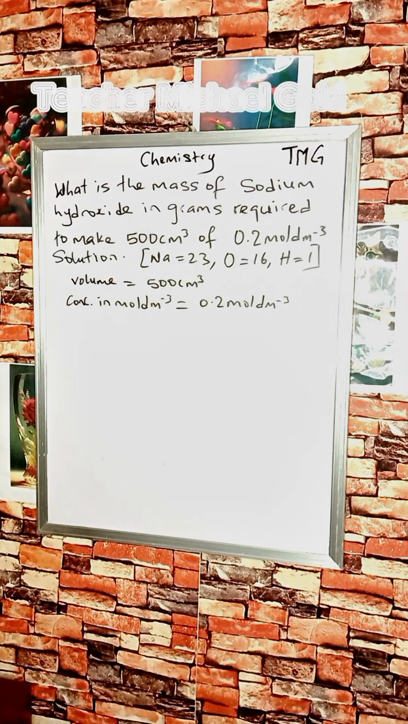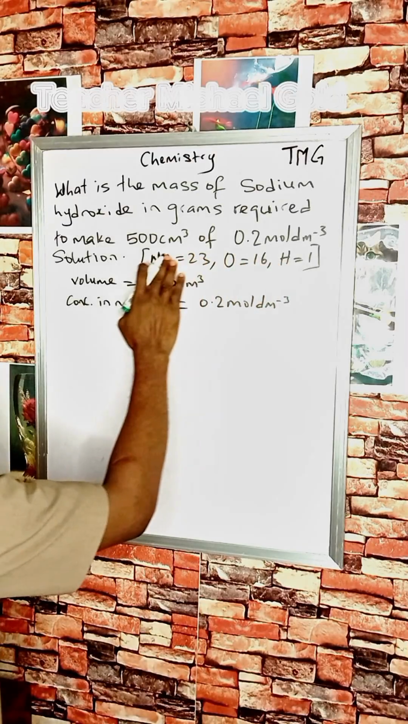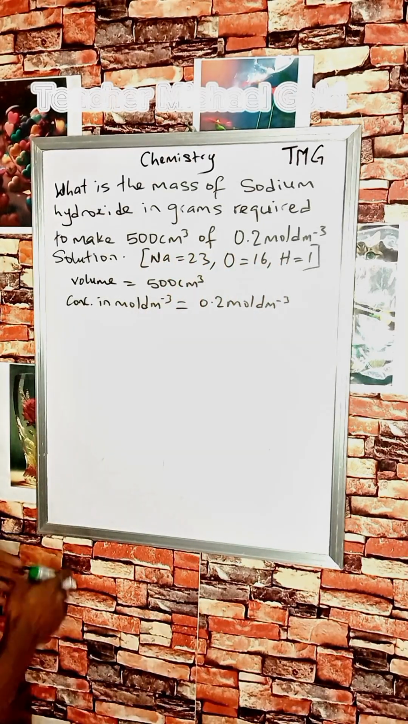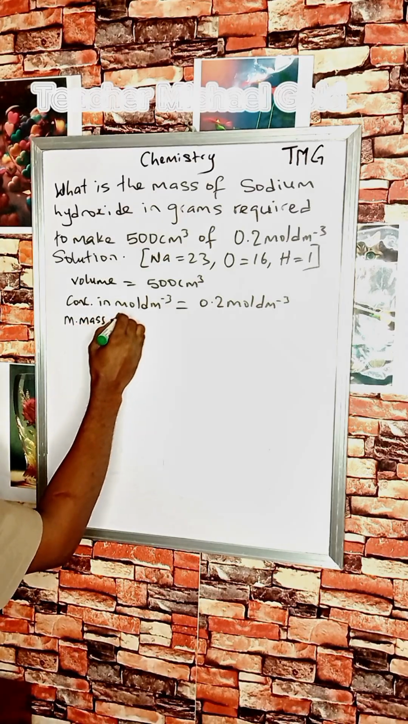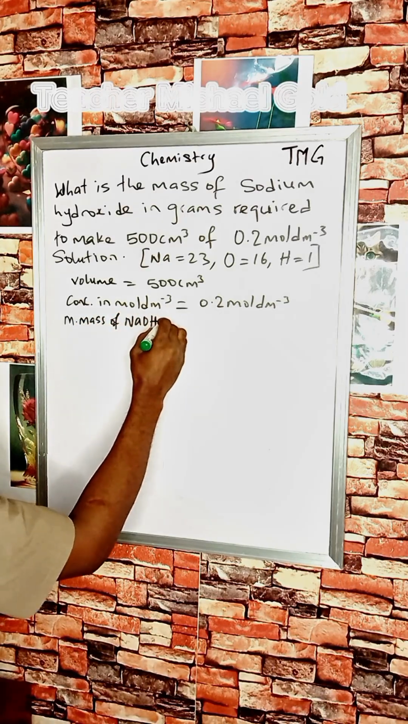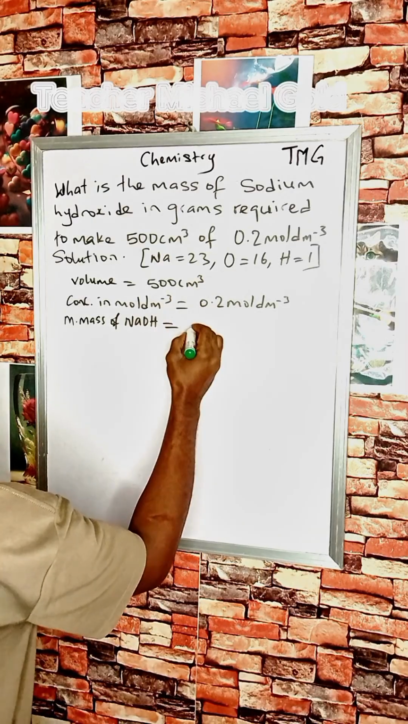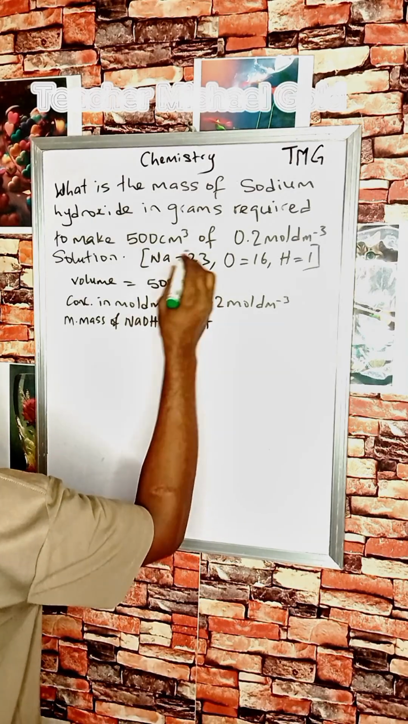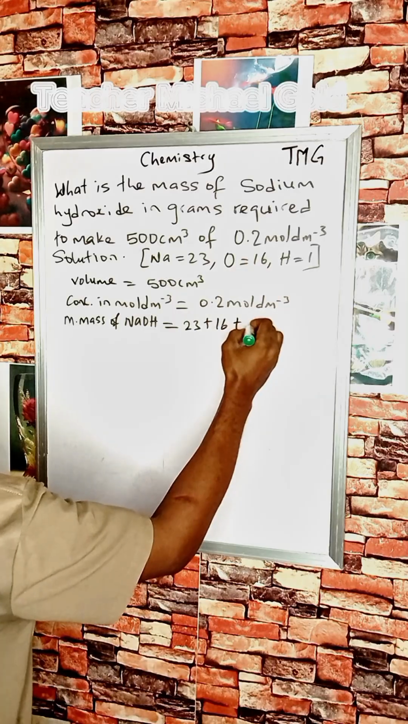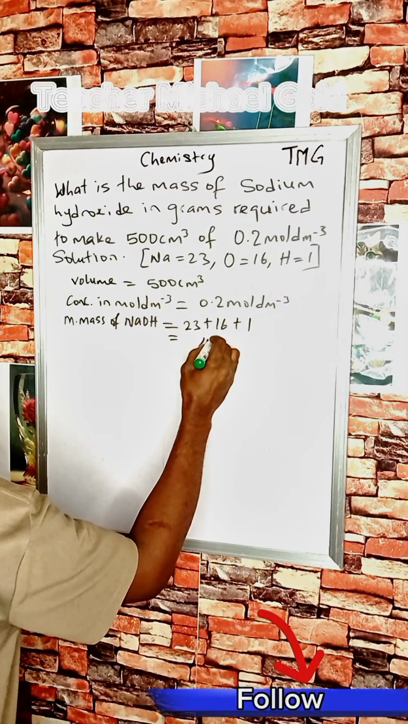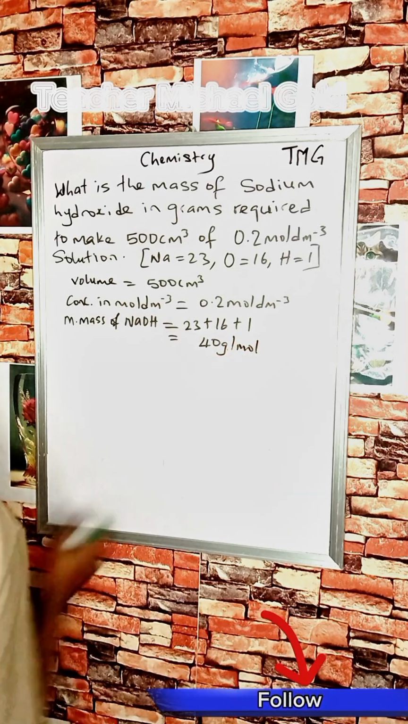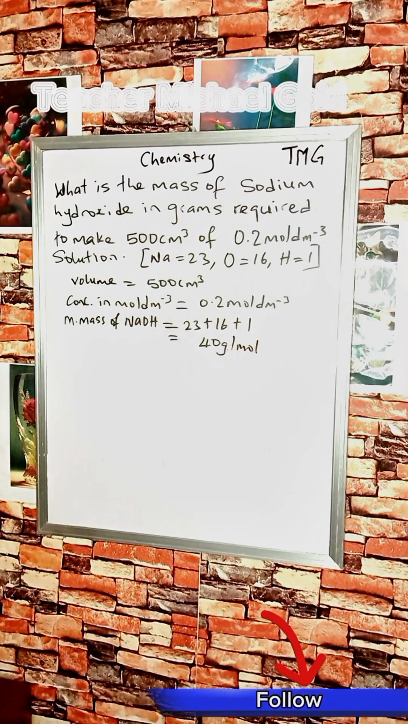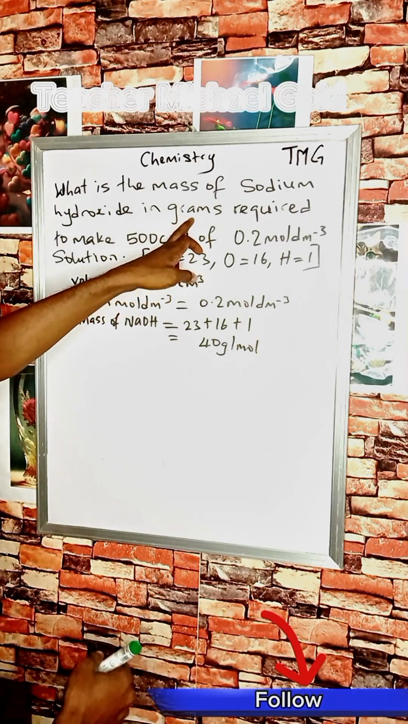So we've been asked for the mass of sodium hydroxide. That means we're going to require the molar mass to solve this. So let's calculate the molar mass of NaOH, which equals the mass of sodium, 23, plus the mass of oxygen, 16, plus the mass of hydrogen, 1. So this will be equal to 40 grams per mole.